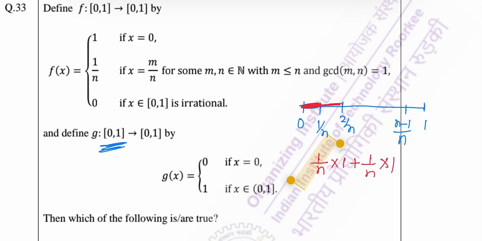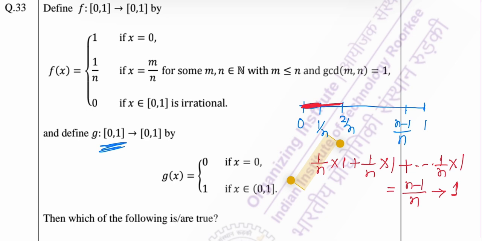So here will be 1, and for the remaining intervals, the second subinterval is also 1, and for all, 1 by n into 1. So what you get is (n minus 1) by n. If you add, then you get (n minus 1) by n, and if you tend n to infinity, then you have this limit as 1.